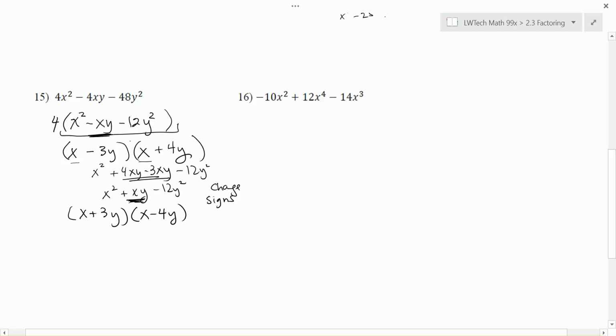So this is going to be my value for factored from this part. We still need to remember to bring the 4 down from up there. And this will be my final solution in completely factored form.